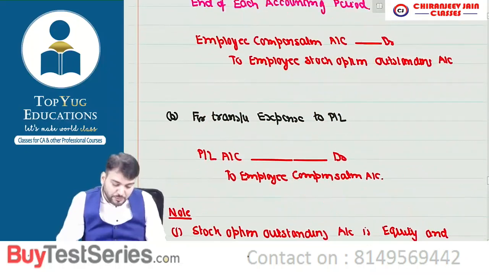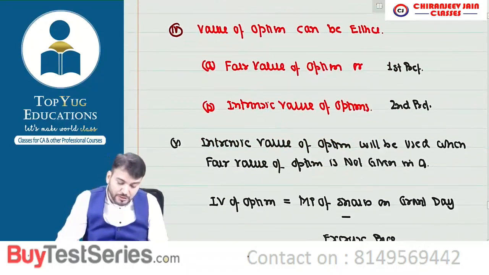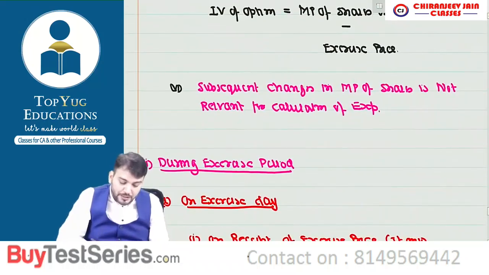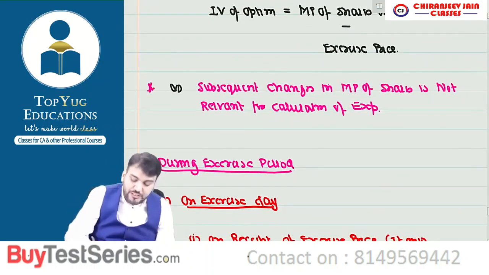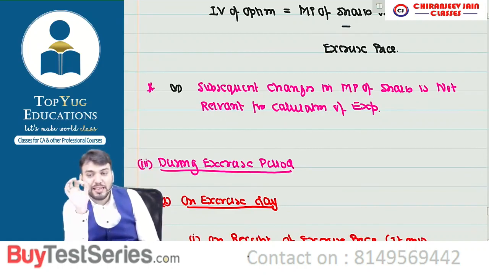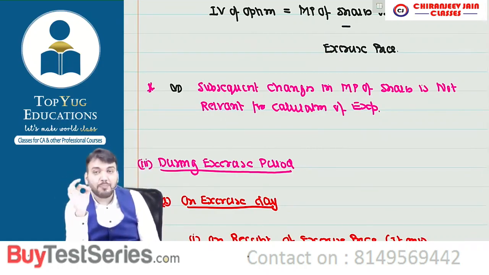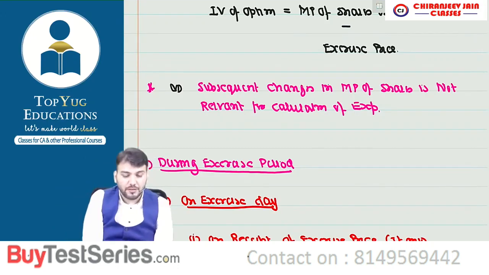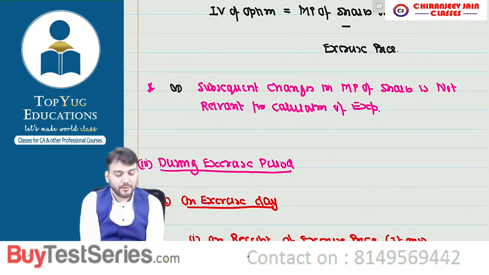So apart from this point, where it is written fair value of option, this is a star mark, and one note I have given, that point number C, subsequent change in the market price is not relevant. Leaving these two notes, any doubt you have apart from these two notes, you can ask me. Tell me, any doubt you have? Apart from these two notes.